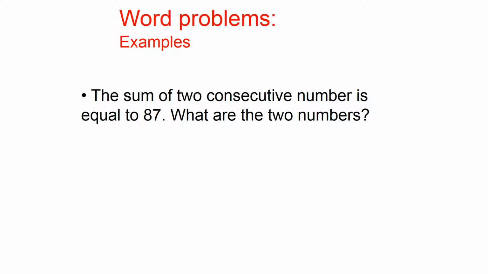Now we can check whether it's reasonable, because we've got a redundant equation again. We can just check that x plus y equals 87. So it's 43 plus 44, which is 87. Yes, it is. Okay, so we've solved that problem.